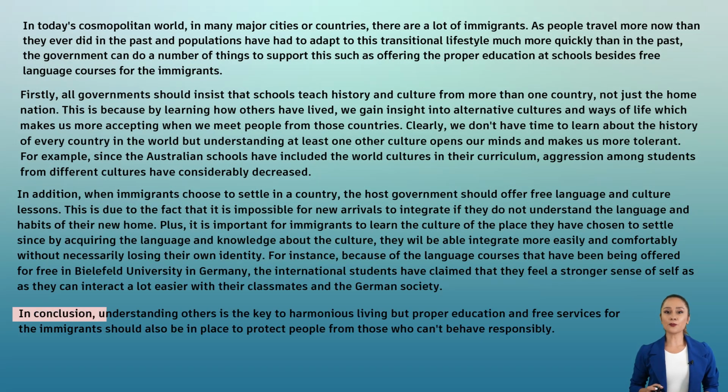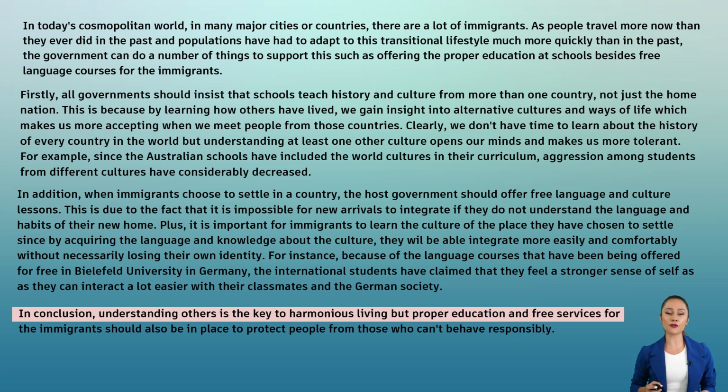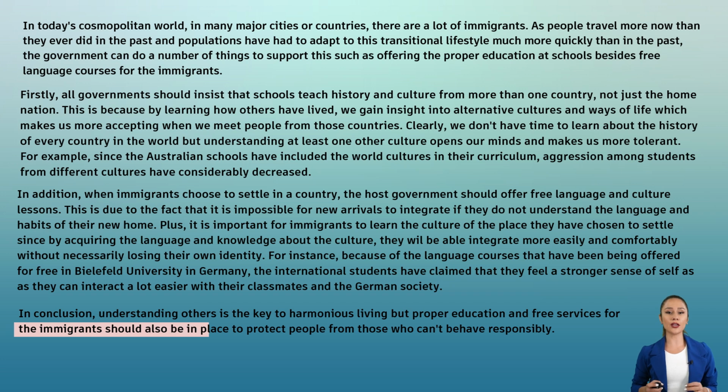In conclusion, understanding others is the key to harmonious living, but proper education and free services for the immigrants should also be in place to protect people from those who can't behave responsibly. Eventually, in the conclusion paragraph, we have concluded all the mentioned details throughout the essay, paraphrasing what we had already mentioned in the introduction paragraph.